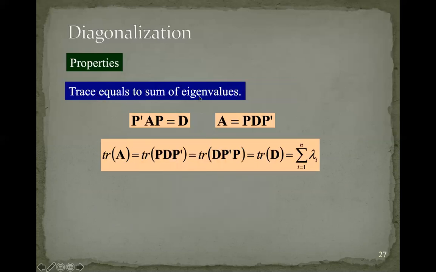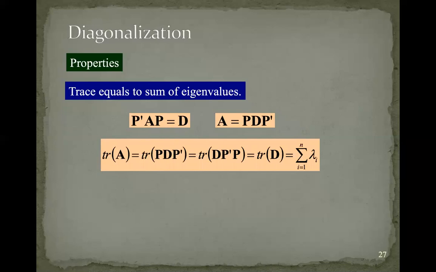The trace equals the sum of the eigenvalues. So with this, we also want to find the trace of the matrix A. That equals the trace of the decomposition, or we can slightly change the order of it. With that, we know that the transpose of P times P is equal to 1. So in this case, the trace of A, which is the summation of all the diagonal entries of the matrix, is indeed equal to the trace of D.